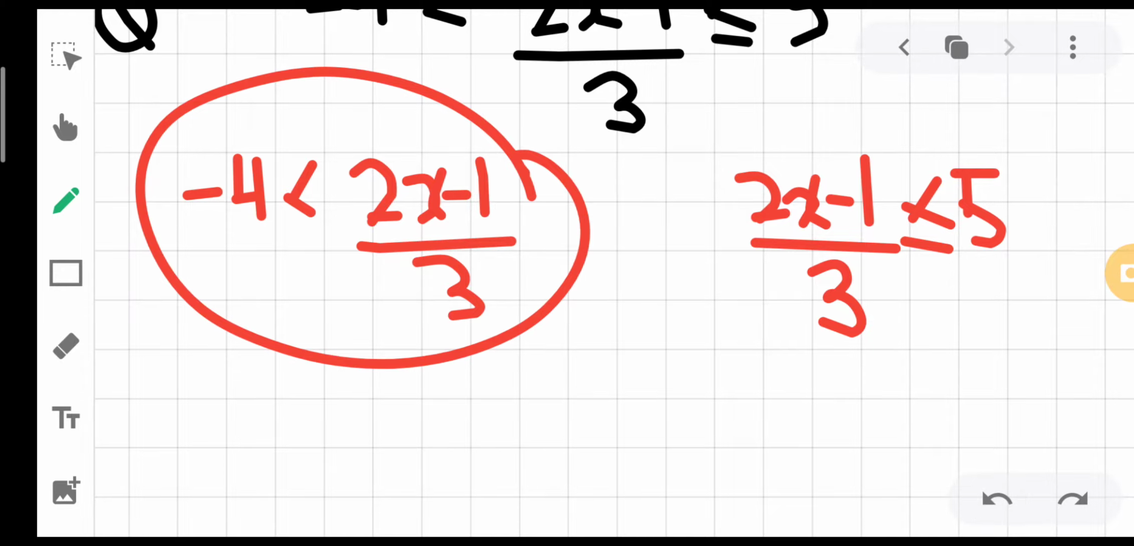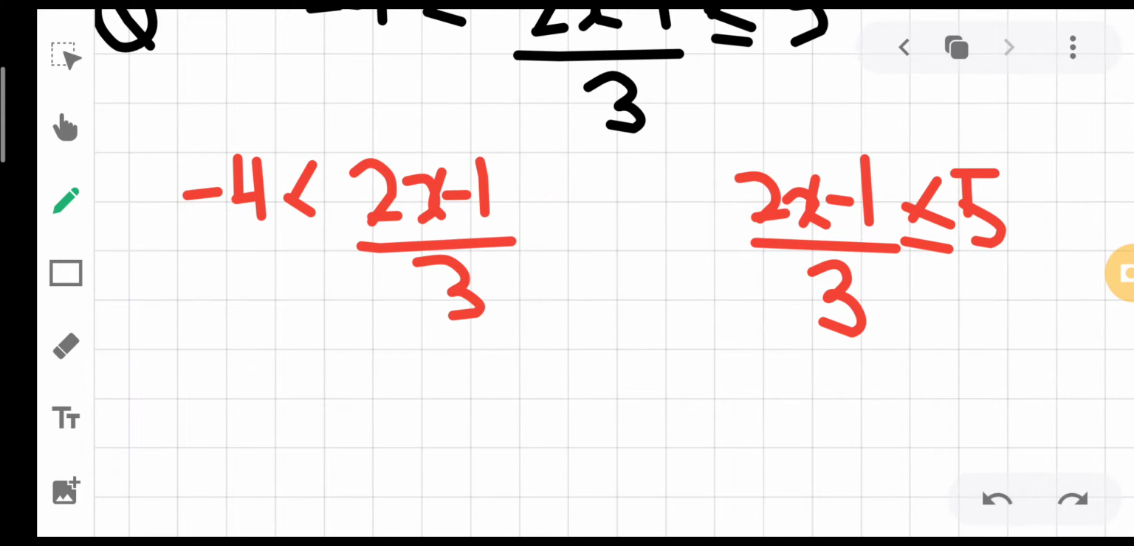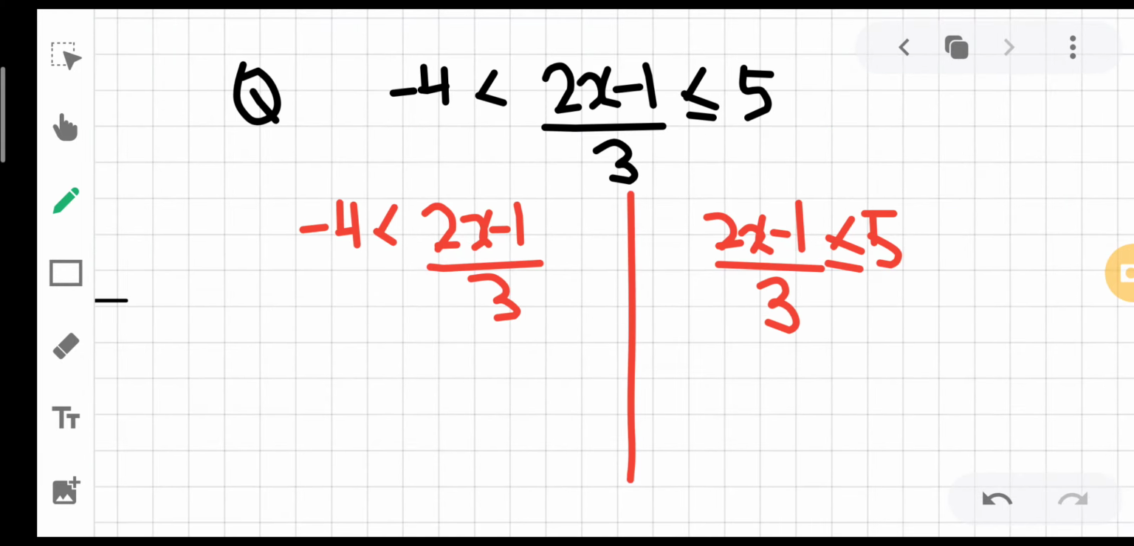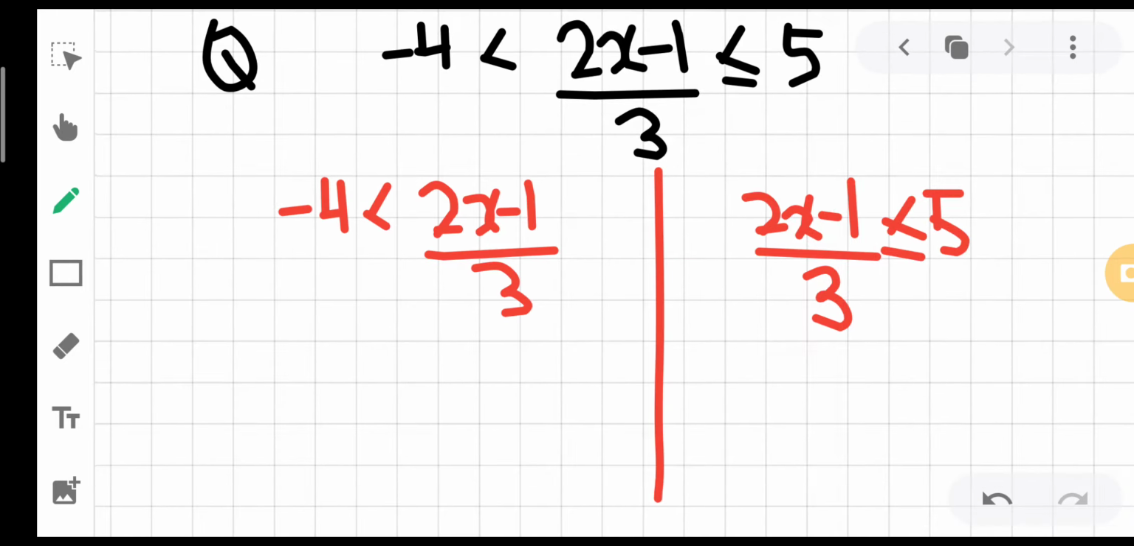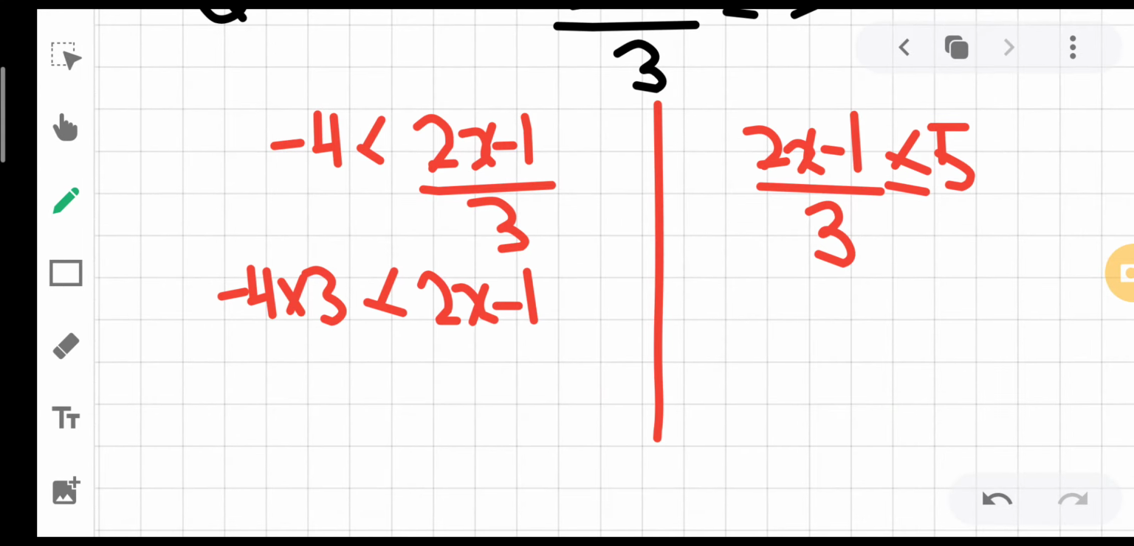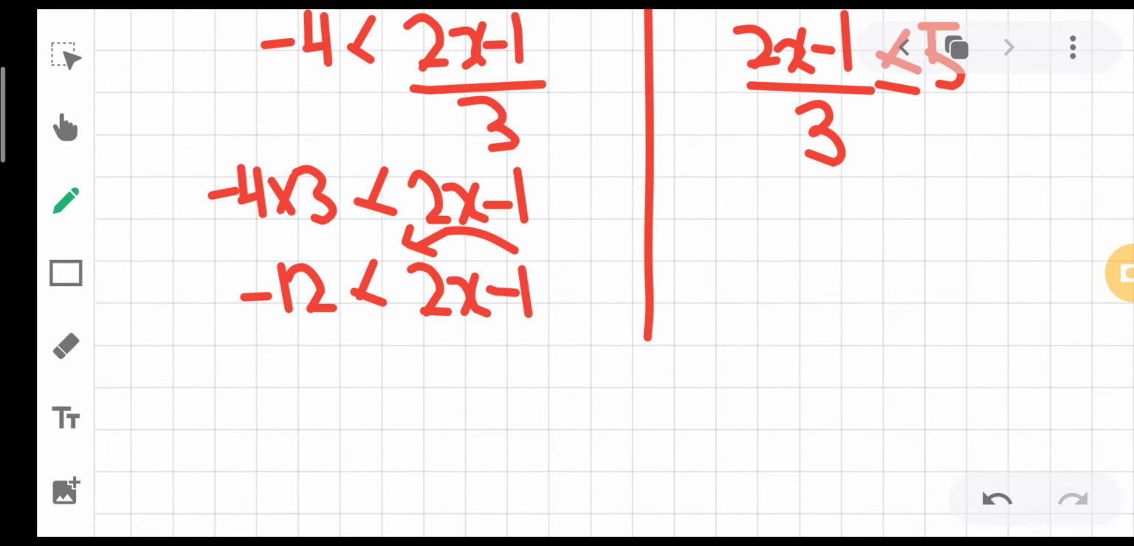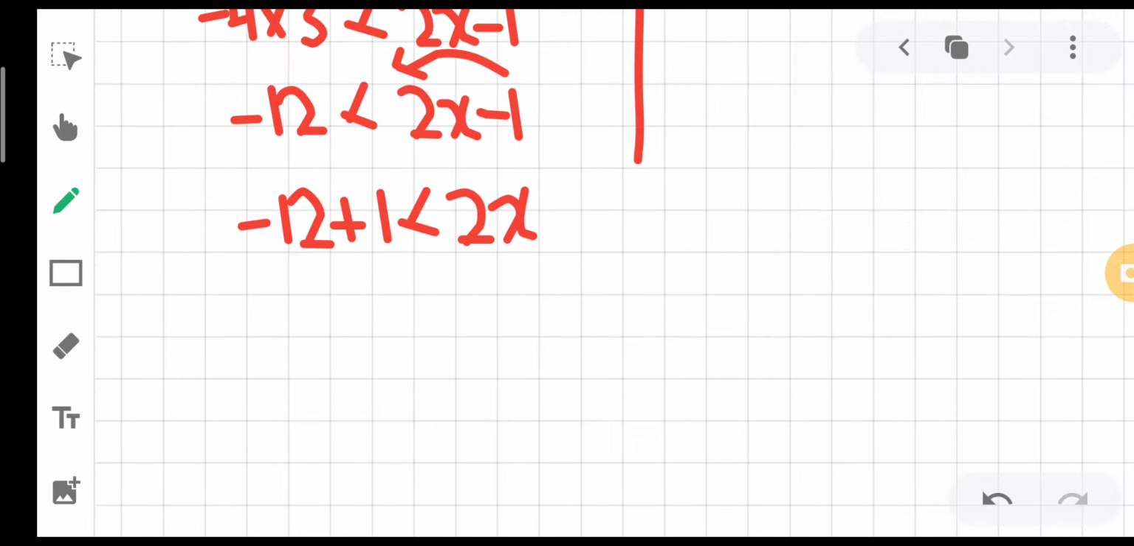First solve this part, then later on you are supposed to solve the following part, and there is a line in between. If this 3 shifts right there, it becomes negative 4 multiplied by 3, the sign of inequality, 2x minus 1. Negative 4 into 3 comes out to be negative 12. This is 2x minus 1. Negative 1 shifts right there and becomes positive 1. Negative 12 added with 1, here you have 2x. This comes out to be negative 11.